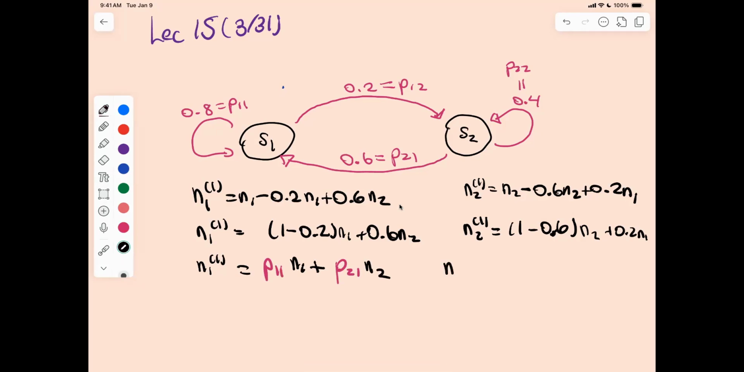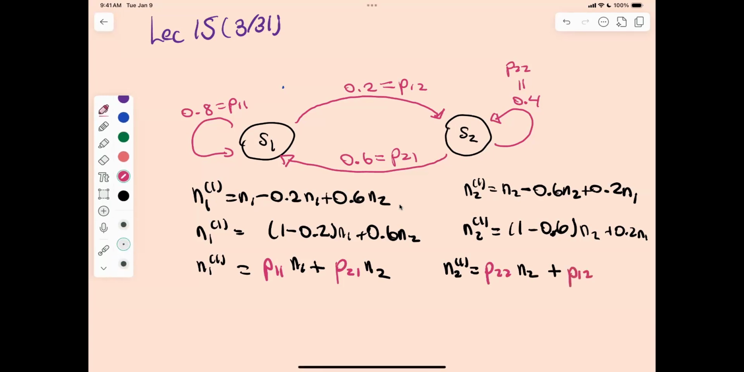And it's similar stuff you can do for the other one. So what is 1 minus 0.6? 1 minus 0.6 is 0.4, but what is 0.4 in this diagram? It's P22. So you just put P22 here, times n2. And then what is 0.2 in this diagram? That was P12. Is that okay? So far so good, any questions up to this point?